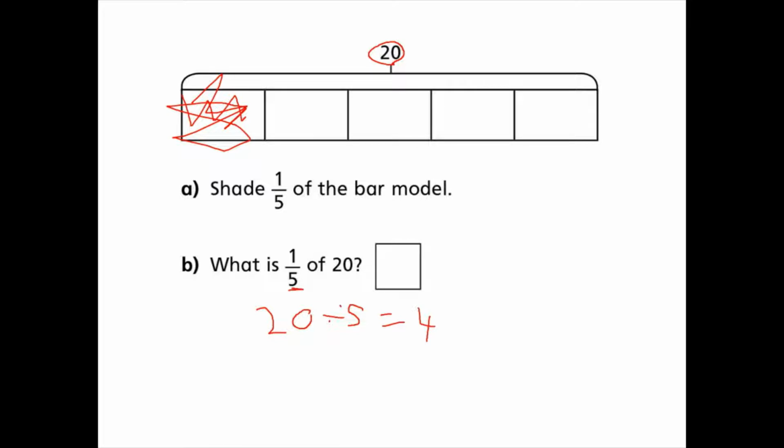So we've divided by the denominator. Do we need to multiply by the numerator? No, because the numerator is 1. So the answer would be 4.